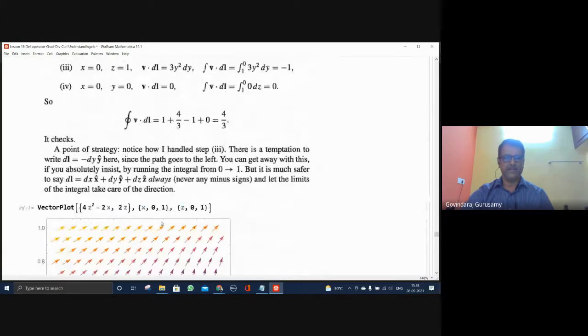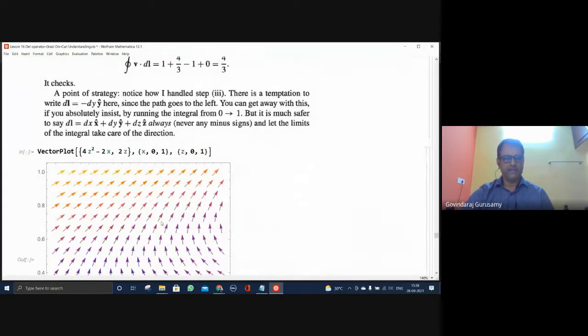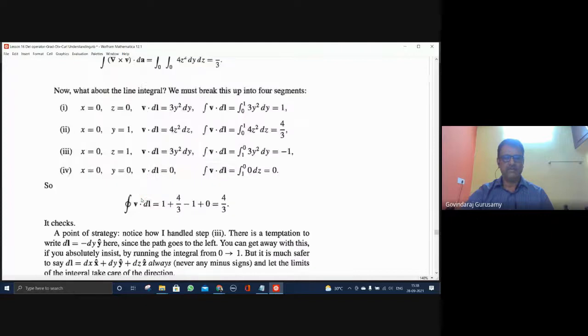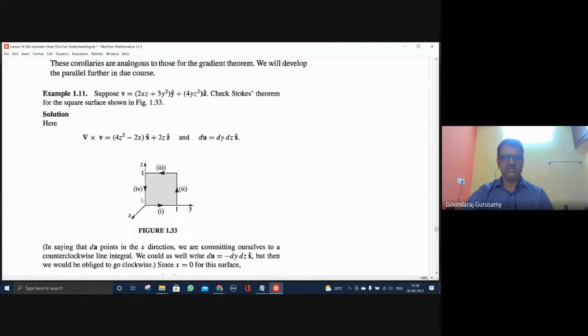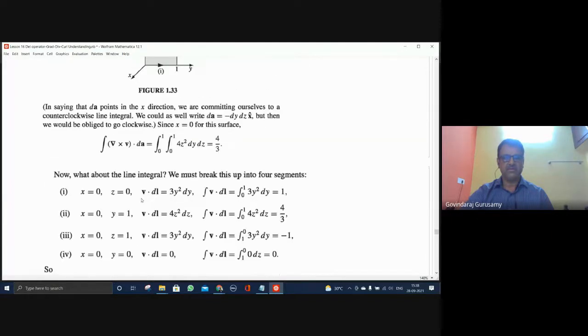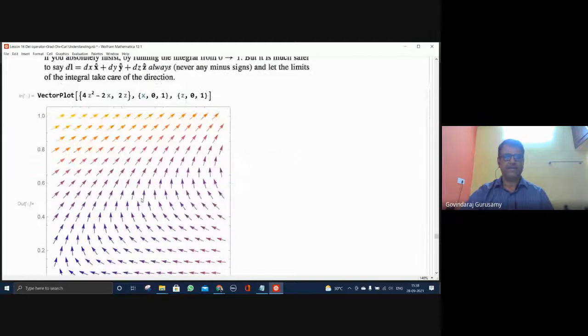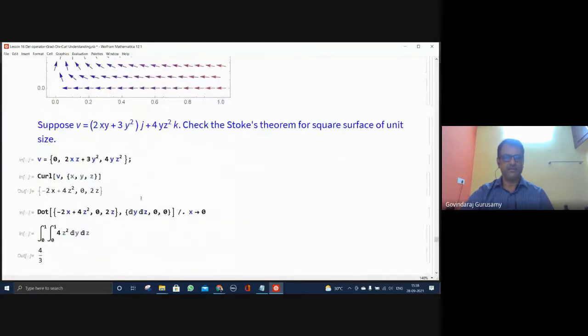So the theorem is right. So here is the, what did I do? 4z square minus 2x comma 2z. What is it? This is something else. It is a vector plot of something which I have shown.